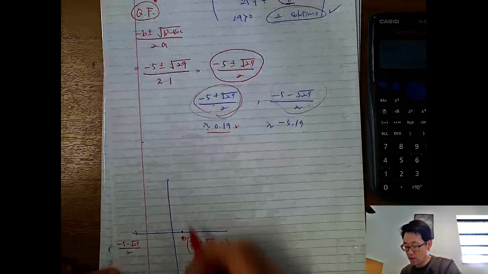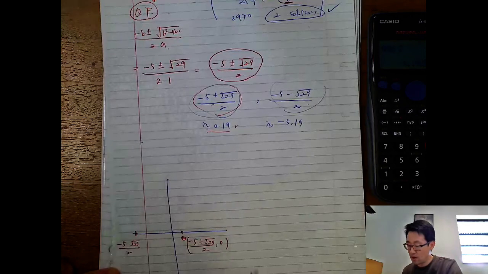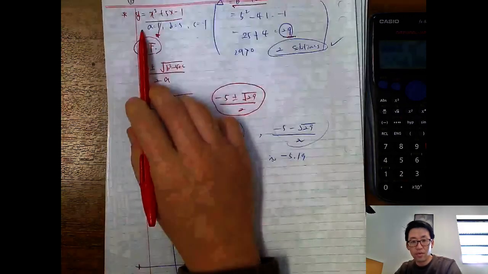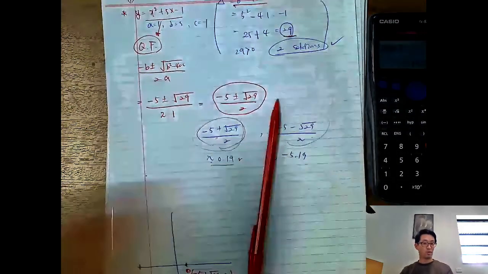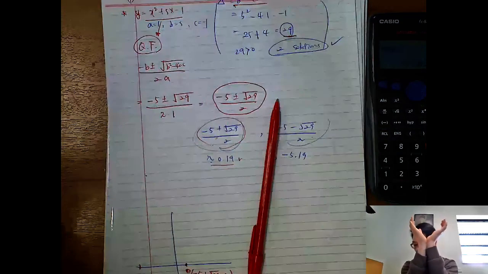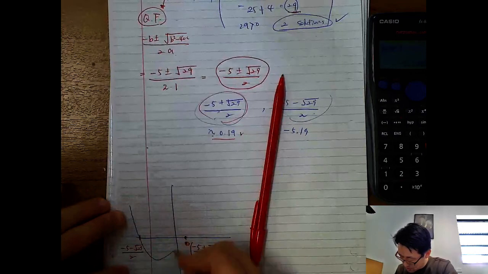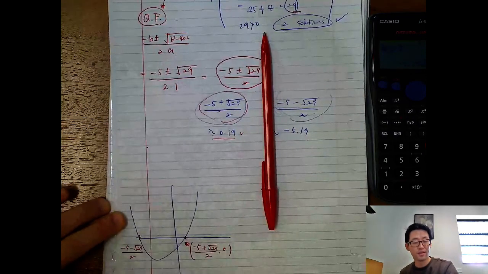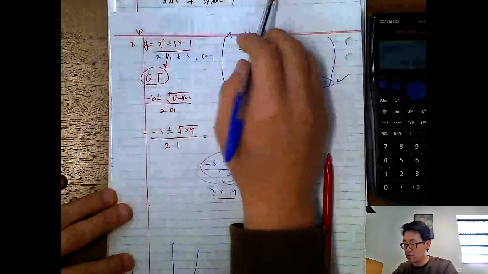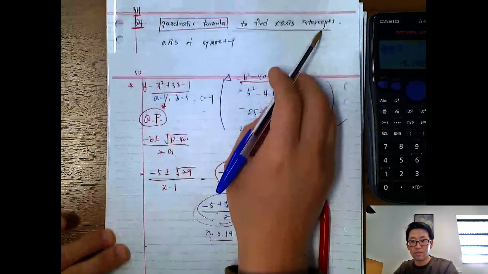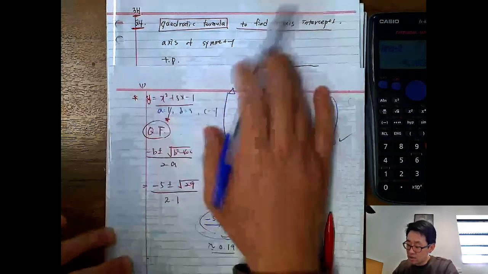Yep. Now we have 2 x-intercepts. And this one, y equals x squared plus 5x minus 1, will look like this. Good job, yeah. So I know this one, if I draw it, will be something like that, isn't it? Yeah. So I used the quadratic formula to find the x-intercepts. Done it.